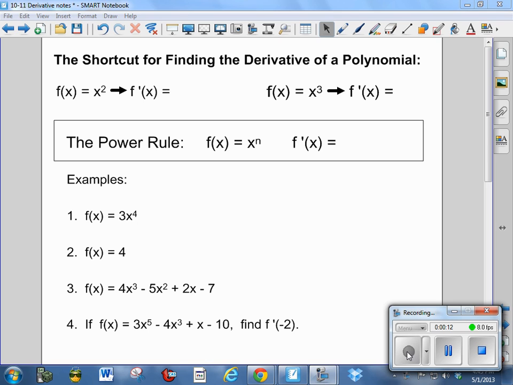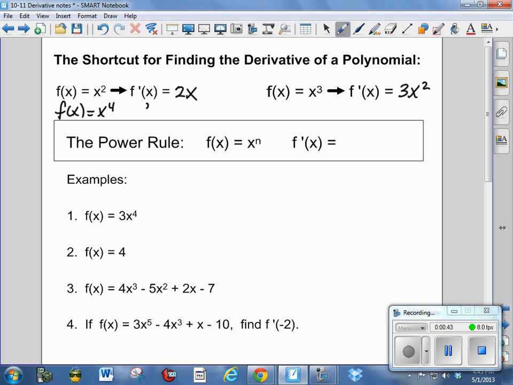Yesterday in the notes, you'll recall that we derived the formula for the derivative function for f of x equals x squared and f of x equals x cubed. And we found that f of x equals x squared has a derivative of 2x, and f of x equals x cubed has a derivative of 3x squared. Following that same pattern, we could look and see what is the derivative of x to the fourth.